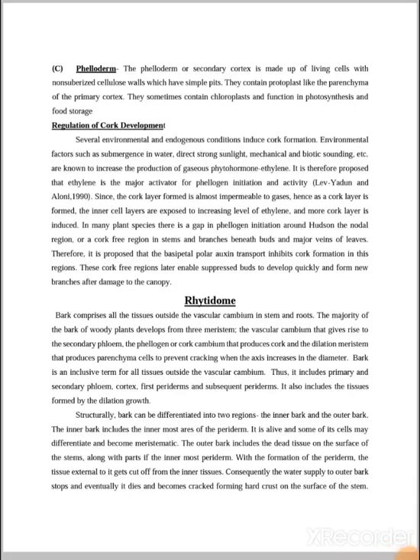And the part C is phelloderm. The phelloderm or secondary cortex is made of living cells with non-suberized cellulose walls which have simple pits. They contain protoplast like the parenchyma of the primary cortex. They sometimes contain chloroplasts and function in photosynthesis, and food storage also.